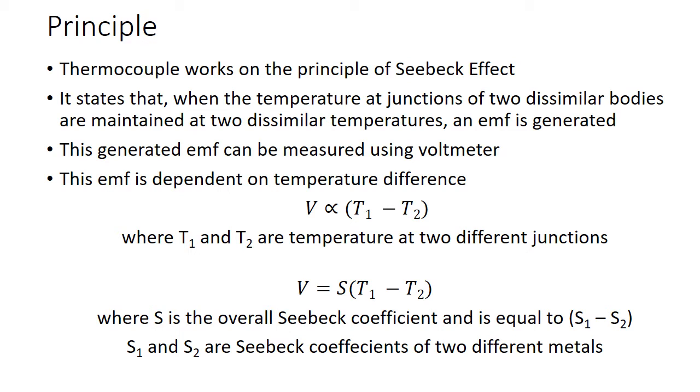This generated EMF is directly proportional to the temperature difference, and in this way we can measure the temperature using a thermocouple. The generated EMF is directly proportional to the temperature difference, that is T1 minus T2, where T1 is the temperature at junction 1 and T2 is the temperature at junction 2. In order to remove this proportionality sign, we multiply with a constant known as the Seebeck coefficient, S, where S is the overall Seebeck coefficient, and this is equal to S1 minus S2, where S1 is the Seebeck coefficient of metal 1 and S2 is the Seebeck coefficient of metal 2.